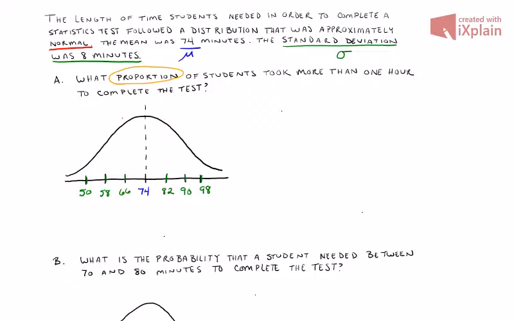When you think of proportion, you might think of probability or percent. We've been doing this all along. They just decided to use a different word. I believe the intention was not to confuse us necessarily, but to expose us to more terminology so that we are more well informed. So what proportion of students took more than 1 hour to complete the test?